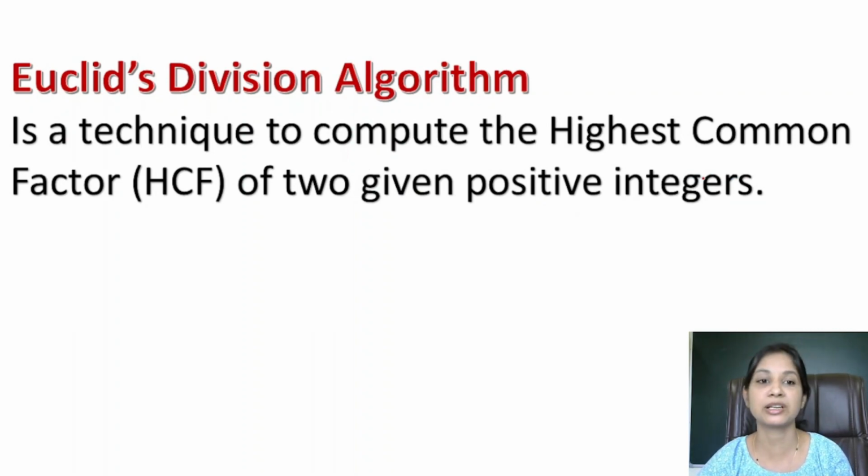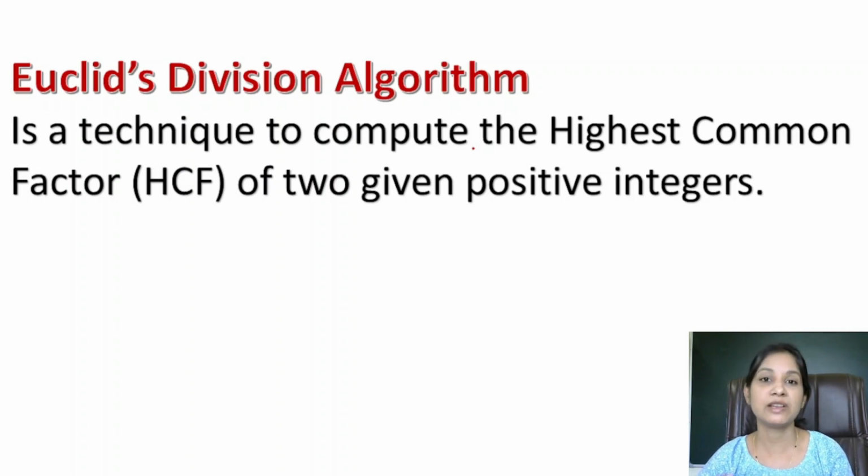That is nothing but Euclid's division algorithm. Algorithm means it's a well-defined series of steps in order to solve the problem. So it is a technique to compute the HCF, highest common factor, of two given positive integers. We will use Euclid's division lemma in order to find the HCF of any two given large numbers.